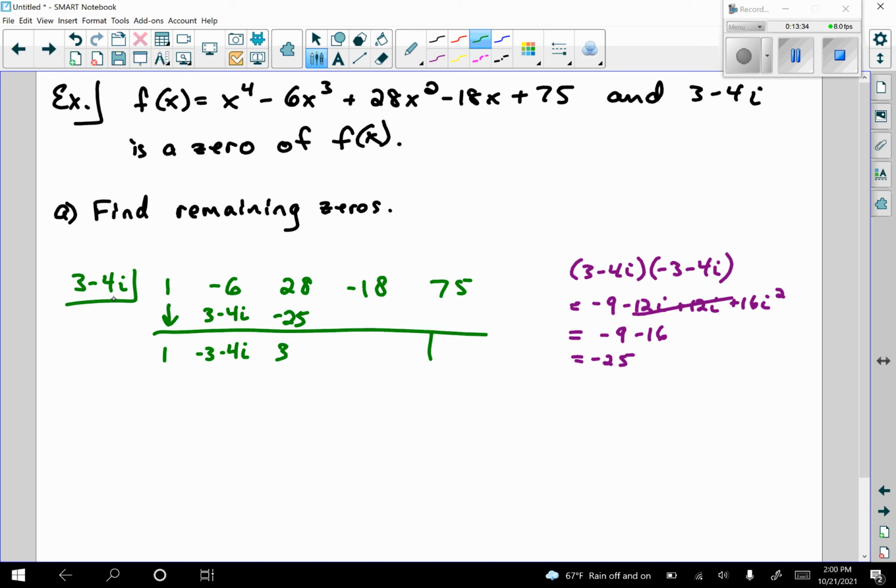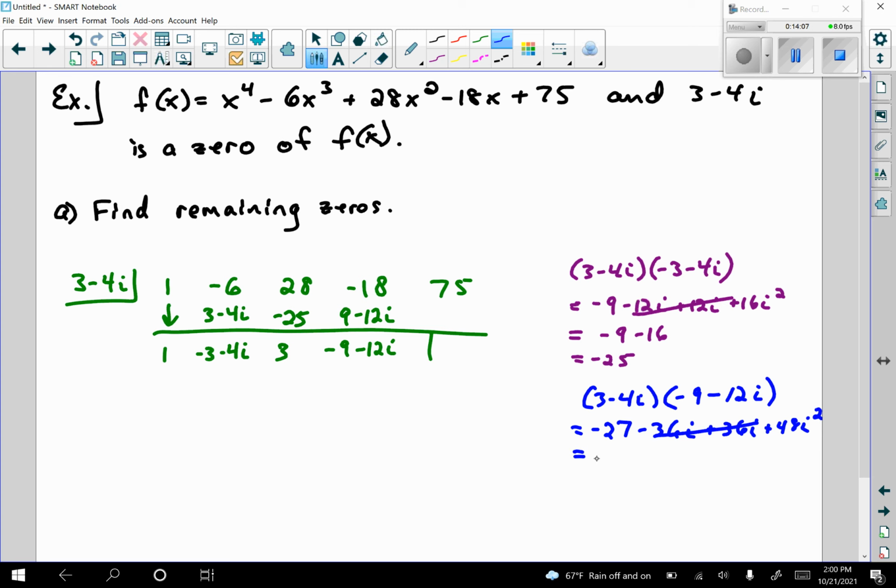When I multiply 3 times 3 minus 4i, we're going to get a 9 minus 12i. So now negative 18 plus 9 is negative 9 minus 12i. And then I need to multiply 3 minus 4i times negative 9 minus 12i. So that's why we had to practice these types of problems a lot. 3 times negative 9 is negative 27. Then we'll get a minus 36i. In the middle here, we'll get plus 36i. And then plus 48i squared. 36i's cancel out. We have negative 27 minus 48, which actually gives us a negative 75. So that will go here, and we get 0.